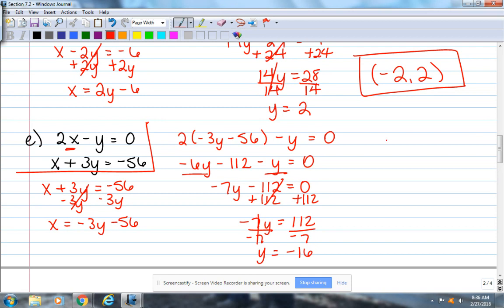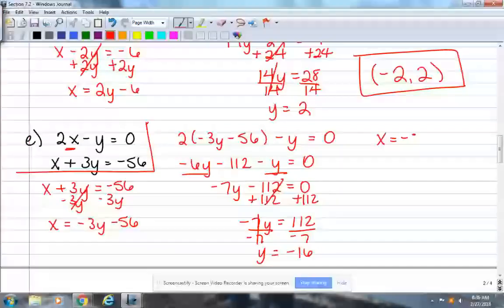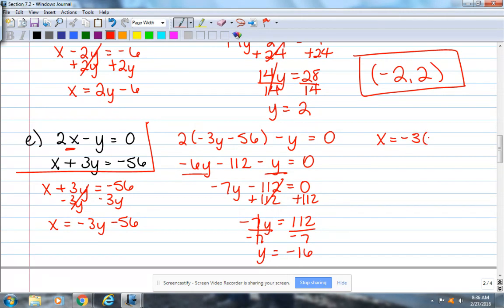Where it says x equals over there, x equals negative 3 times y. We know y is negative 16 now. Minus 56. What's negative 3 times negative 16? A negative times a negative is a positive 48. Minus 56 is what? Negative 8. So put my x and y together as an ordered pair. What do we have? Very good.